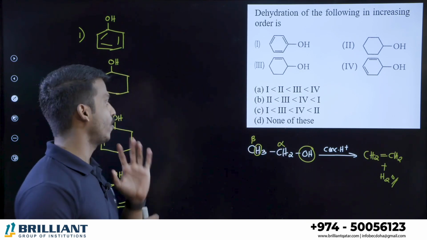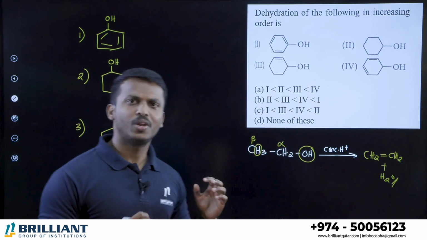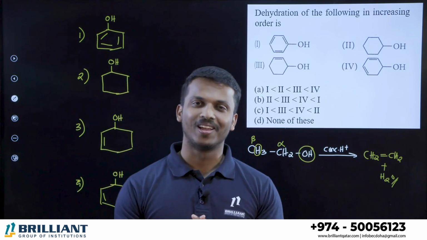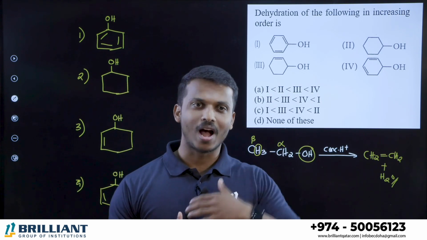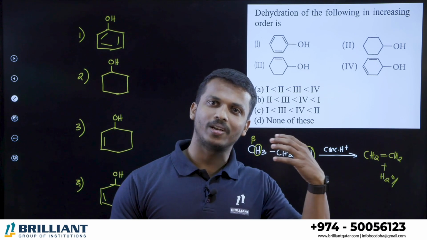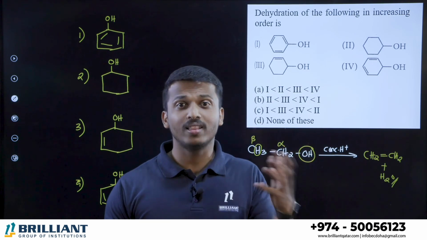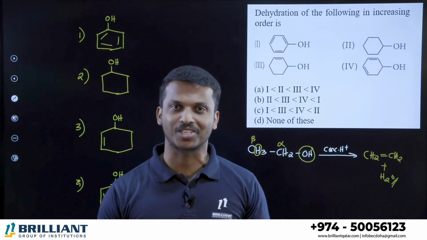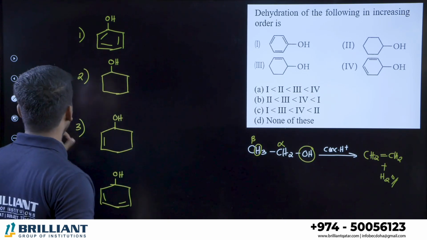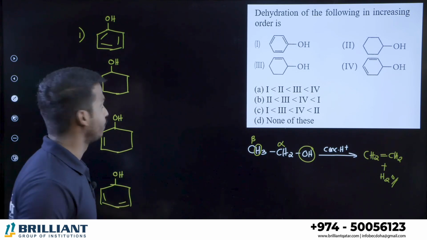Actually, why are they undergoing this reaction, dear all? To attain stability, correct? So after the alcohol is converted into alkene, if the alkene is more stable, then only is the alcohol ready to undergo the reaction. Correct? So let's see which will undergo the reaction faster.